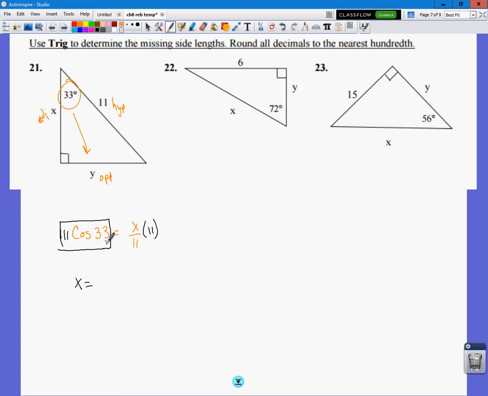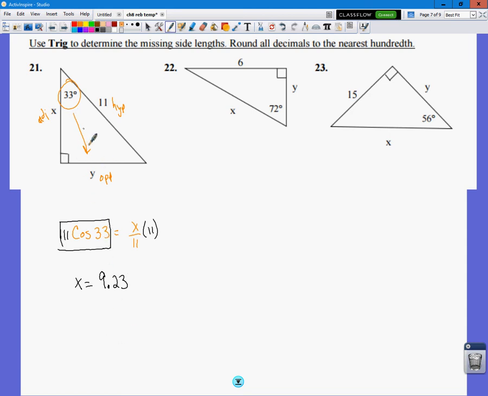And again, remember when you're keying this in on our calculators, they kind of key backwards. We're going to key in 33 cosine times 11 equals. And this should come up to 9.23 rounded to the nearest hundredth.